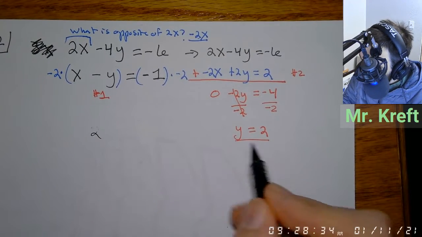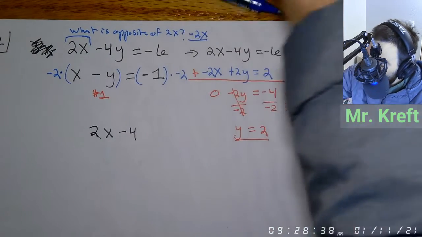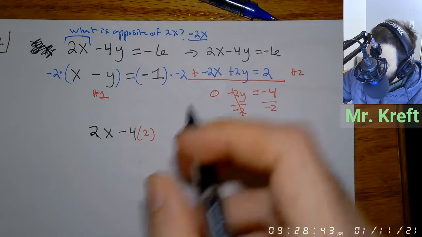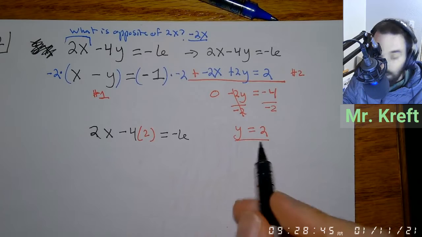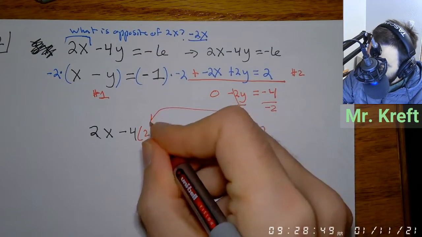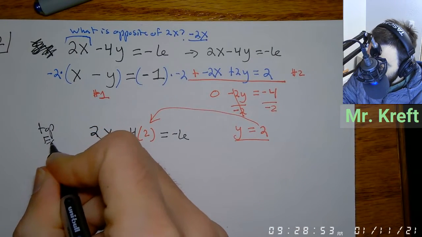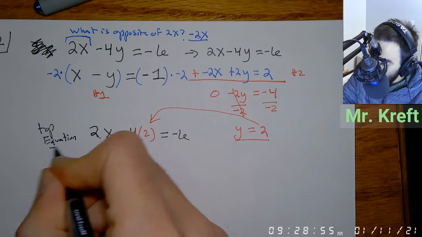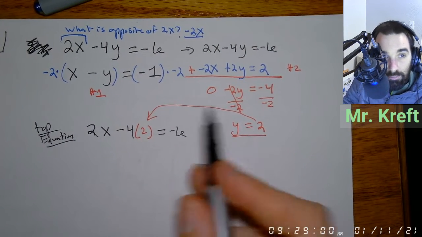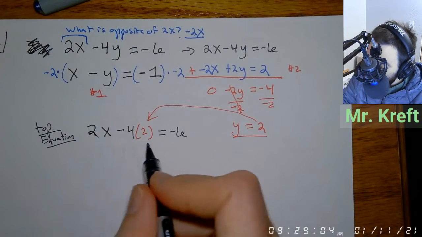So I'm going to have 2x minus 4y, and then my y was 2, equals negative 6. So again, I'm plugging this 2 into here. So this was the top equation. I'm just labeling this so that no one is confused with what we're doing. So I took the top equation, I plugged in y equals 2. So we're going to go ahead and solve this now.